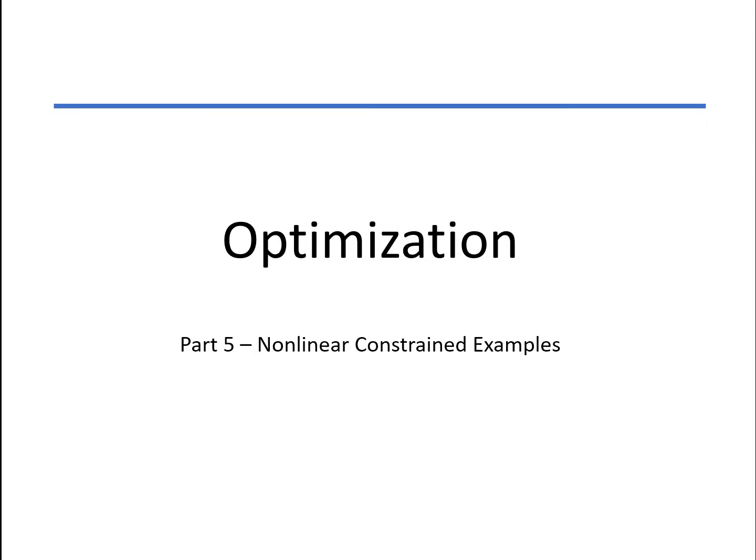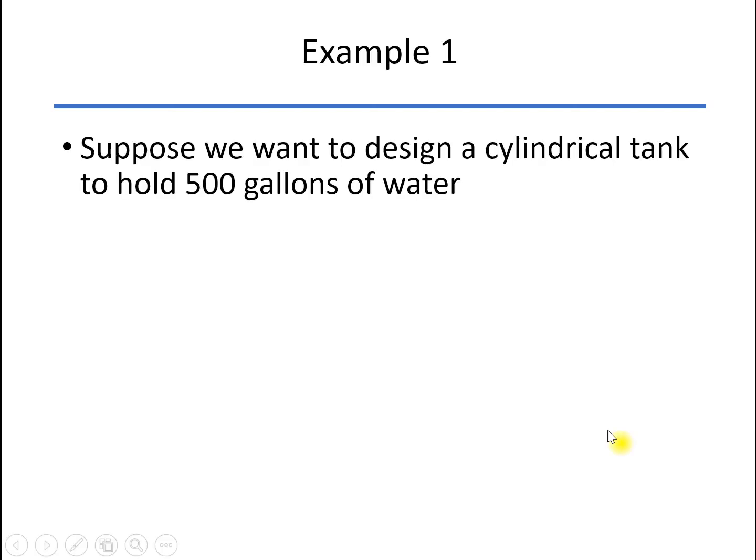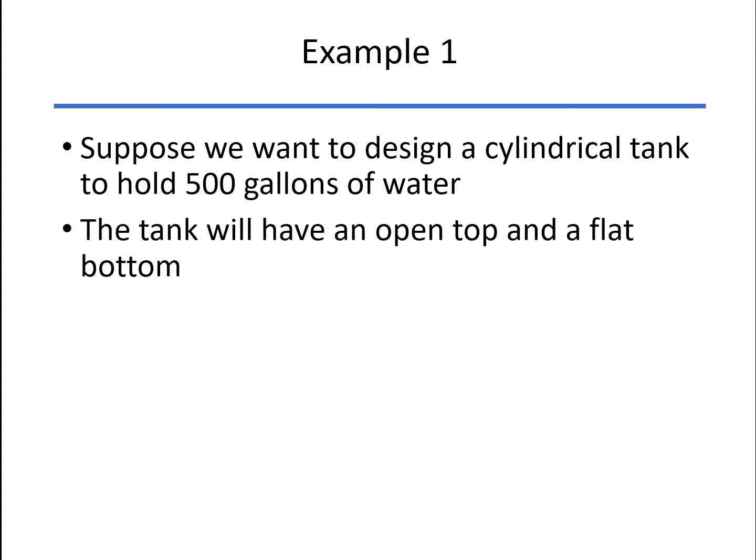So we'll continue with a couple of optimization examples here. And if you haven't already done so, you might want to download the Excel file that has a lot of these examples set up. It's just called Optimization Examples. And the first one is going to be to design a cylindrical tank that holds 500 gallons of water.